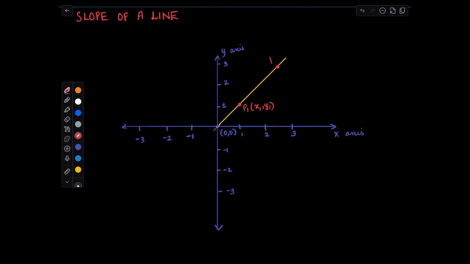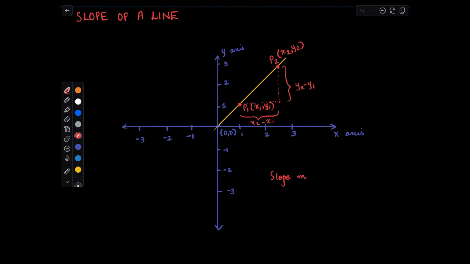To calculate the slope of any line, we need 2 points that lie on that line. Let P1 and P2 be 2 points that lie on a line that we want to calculate the slope for. And let P1 have the x-coordinate x1, y-coordinate y1, P2 be x2, y2. The first step is we calculate the difference between the y-coordinates of the 2 points. We then calculate the difference in the x-coordinate of the 2 points.